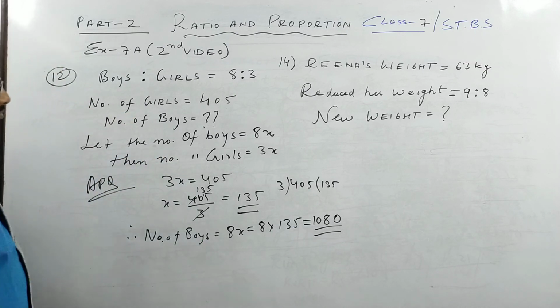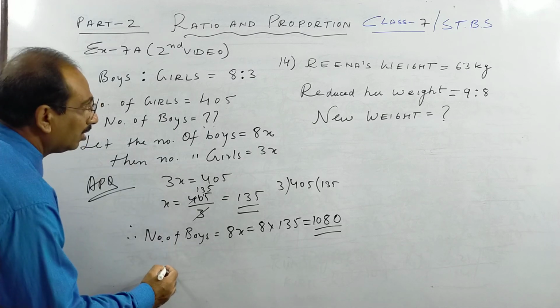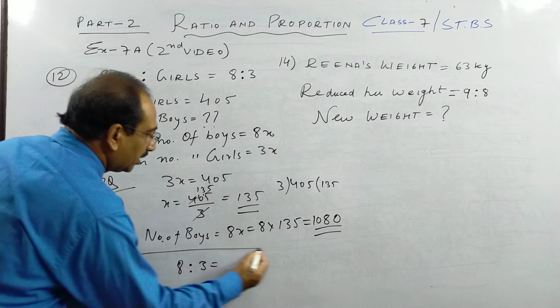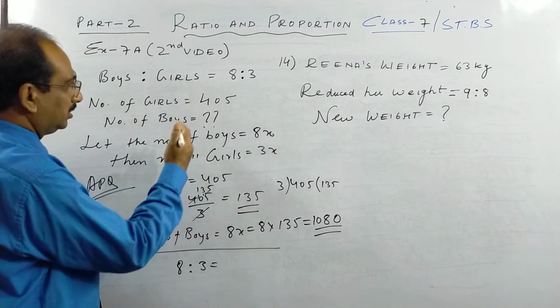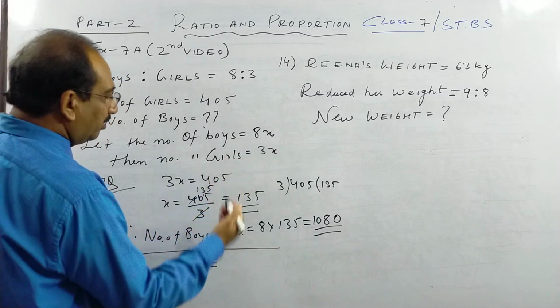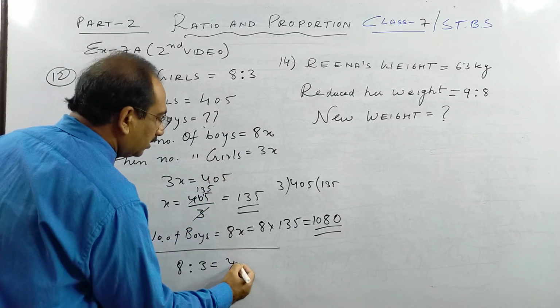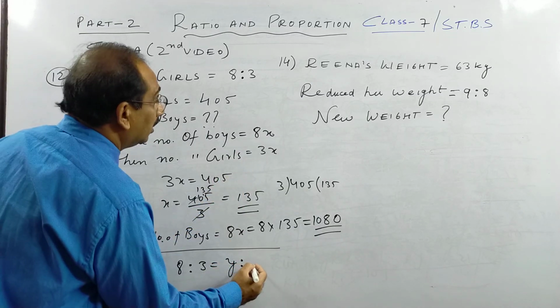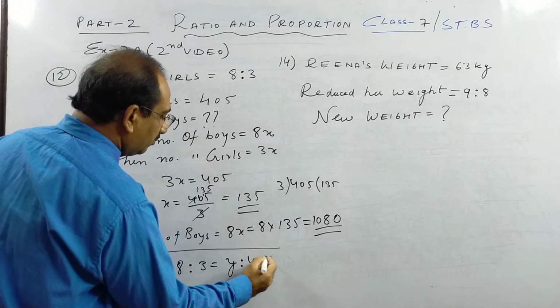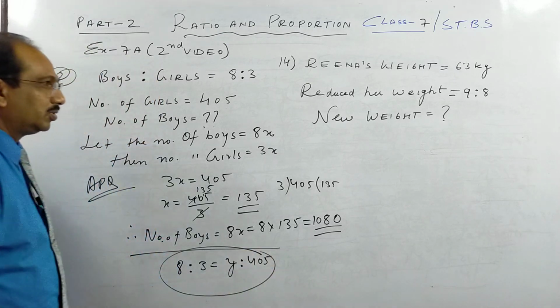Okay, so I am just giving you a hint. In the next chapter we have: 8 is to 3 is equal to... I am just telling you the proportional method. Boys is to girls. Let the number of boys be x. So girls is 405. So this sum can be done in a proportion method also.